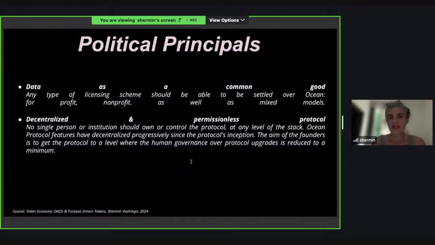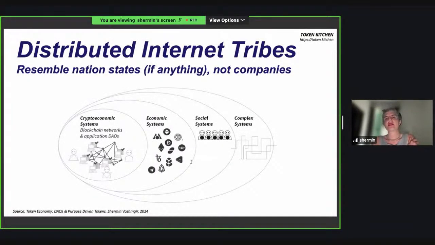So the idea was to do this to, in the long term, create a data exchange protocol where you have the minimum possible human intervention, let's say. As such, the idea of Ocean Protocol was to create this distributed internet tribe. They originally called it the DAO, but went away from the terminology because it was misused a bit. But as I said, one of the political principles was really to create a permissionless and decentralized system.